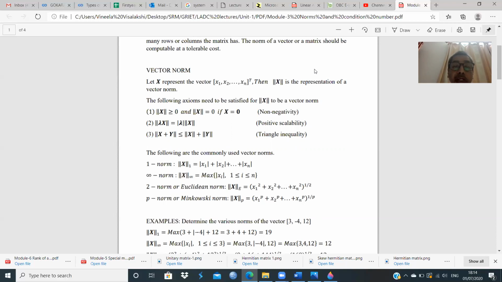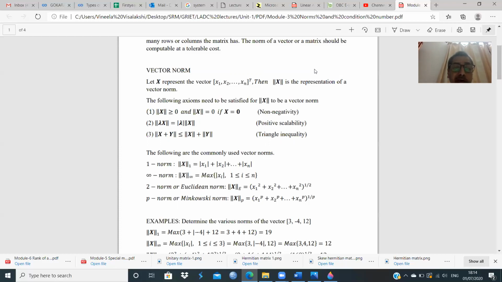Now, by non-negativity, we mean the norm of any vector x cannot be negative. It can be greater than or equal to 0, and specifically it will be 0 whenever the vector itself is a 0 vector. Positive scalability is the norm of lambda x is equal to mod lambda into the norm of x, where lambda can be real or complex. Then norm of x plus y should be less than or equal to norm x plus norm y, which is what we call the triangle inequality.